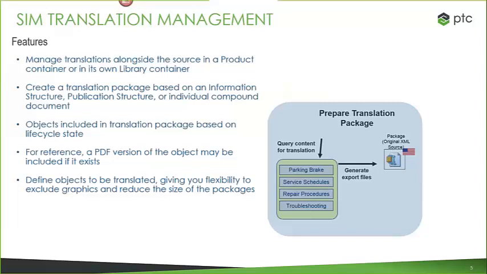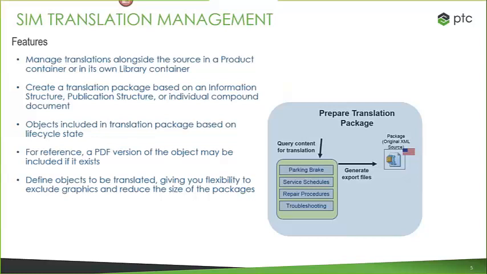And you can define which objects should be translated. For instance, it is possible to exclude graphics if they are set to translate equals no, or other objects if they're set to translate equals no, then they would not be included in the package. We have gotten requests for this because if graphics are included, that would make the package quite a bit larger. Also, since many translation vendors charge by the file, you don't want to be sending extra files to be translated.